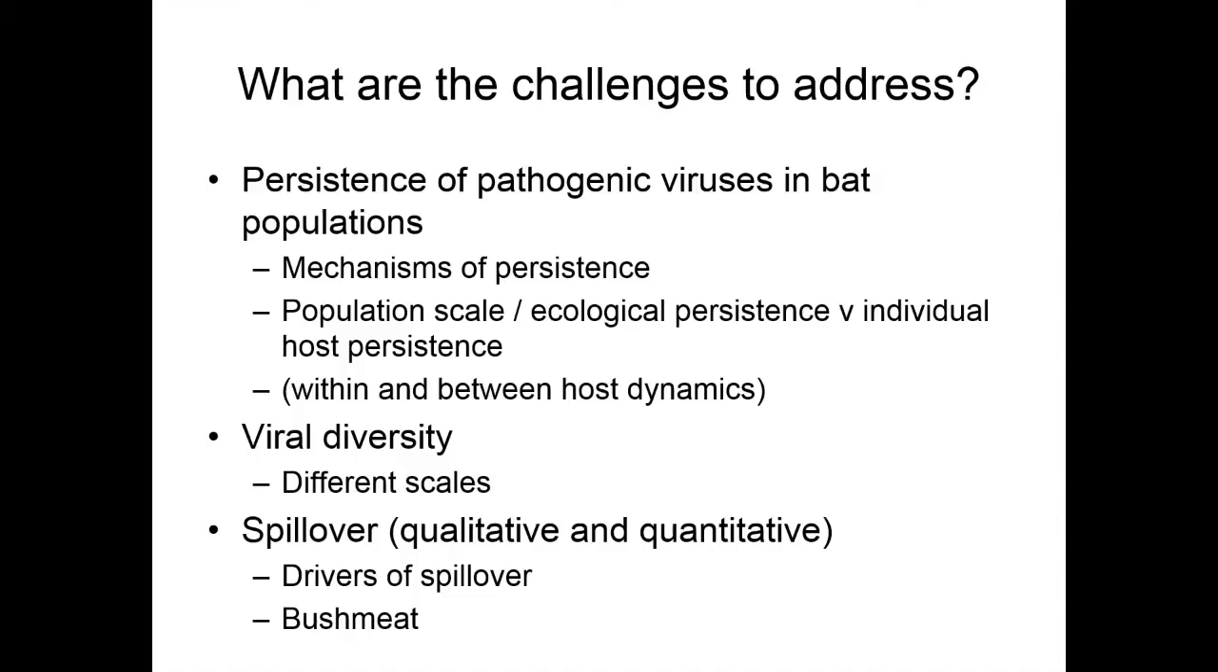It kills animals quite quickly when they do get ill. How does it transmit at the population level? That's a question that we've been trying to answer. As well as that, we've been trying to understand how these viruses may spill over from bats into humans or domestic animals. So the challenge we're addressing is persistence of pathogenic viruses in bat populations.